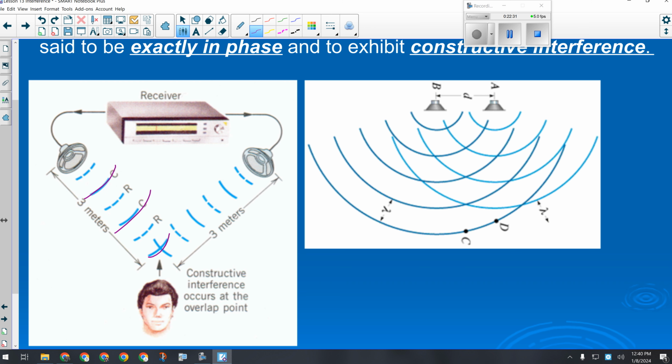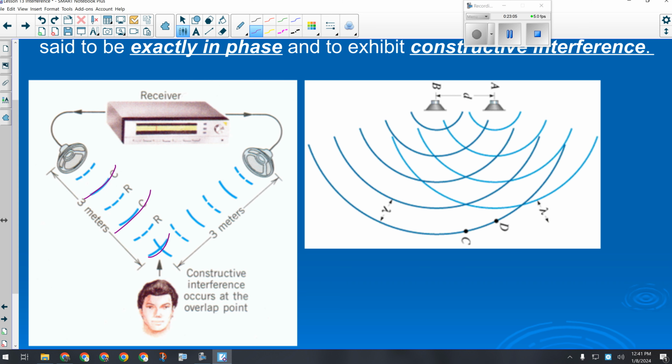Everybody okay with that idea? What if I backed this speaker up 1/2 meter? I stay put, but that speaker backs up 1/2 meter. What's going to change? They're going to be out of phase, because now the sound waves from that speaker are not going to travel 3 wavelengths. They're going to travel 3.5 wavelengths. And 1/2 a wavelength from a crest is a trough.